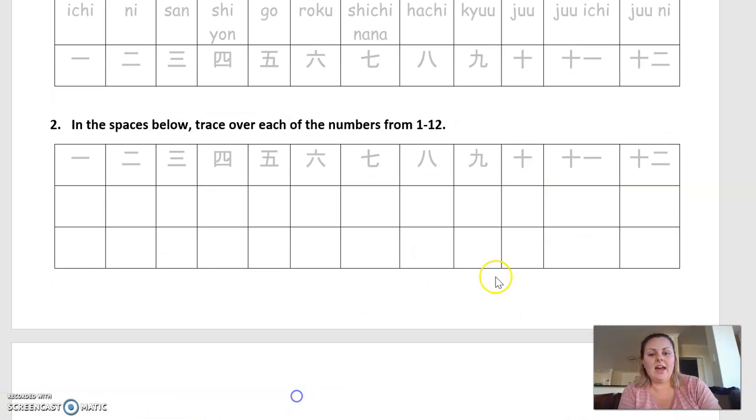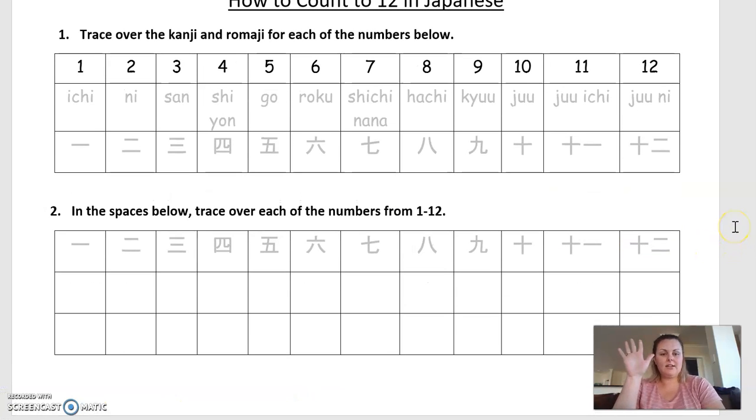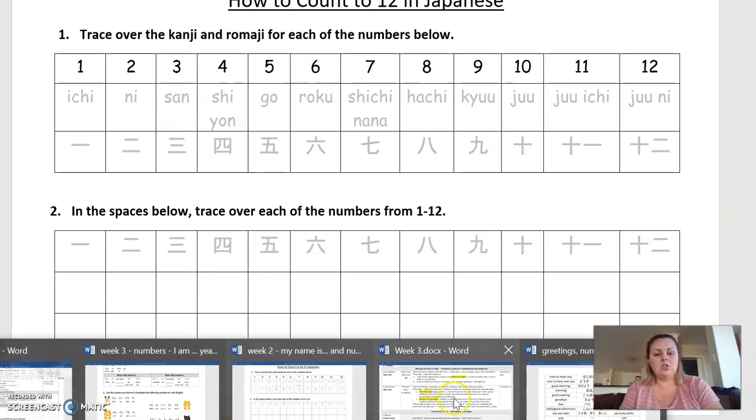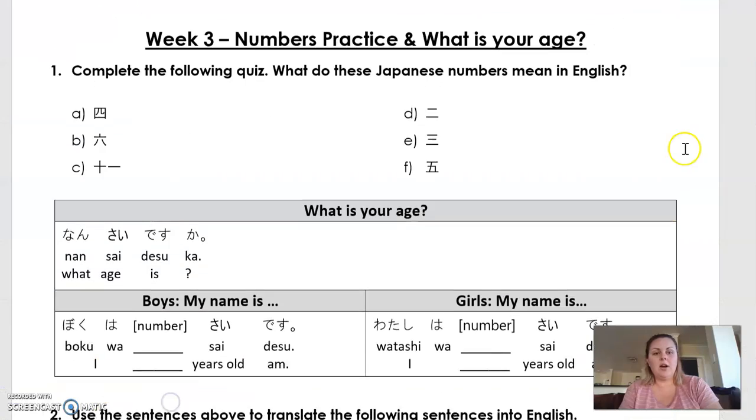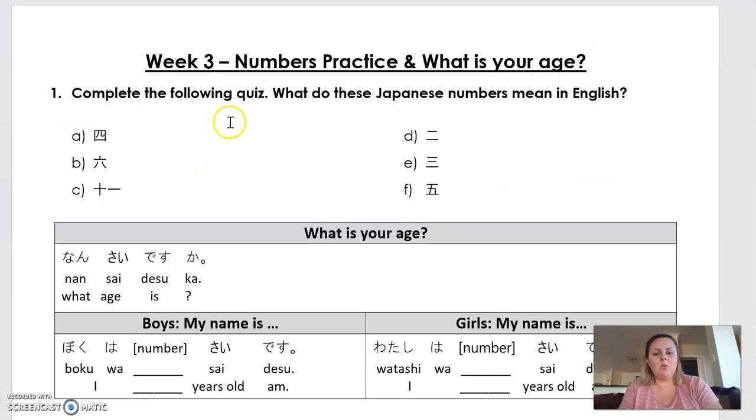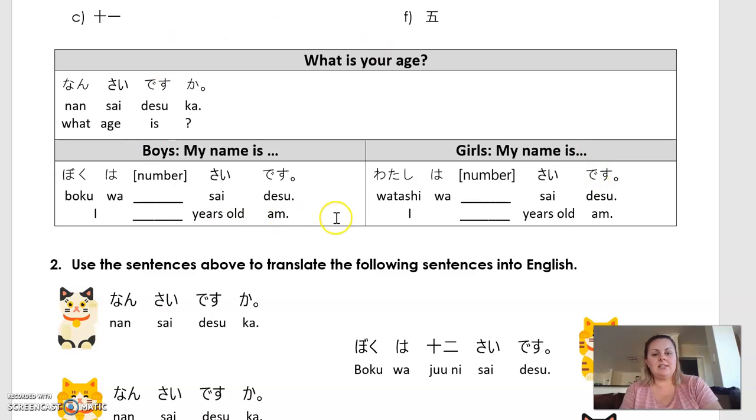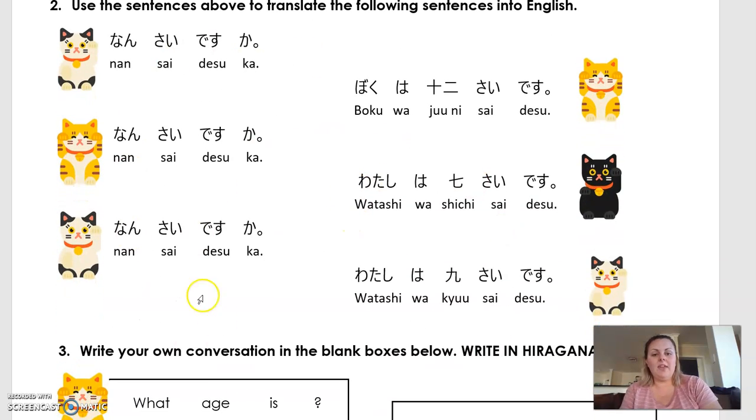All right, quick recap. First of all, 5 minutes to finish our numbers, get them traced, get them practiced. Second job, you need to go over to your worksheet, complete the number quiz, make sure you understand what these sentences are and figure out what the cats are saying. Then if you get all of that done, as per usual, you get to work on your title page.